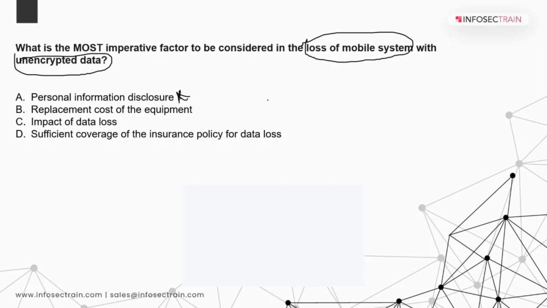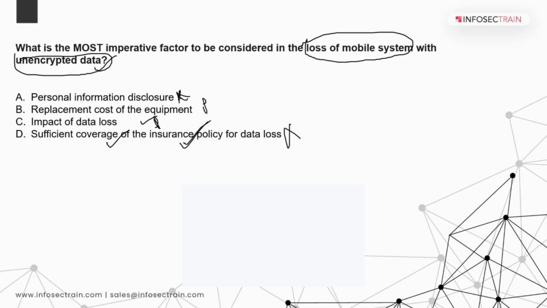Yes, we have to identify that, because we are losing the mobile system, right? So we can park it. Impact of data loss. Yes, because it has encrypted data, so we have to identify what the impact is. Okay, this one also parked. Sufficient coverage of insurance policy. First we will do impact analysis, right? What is the impact? What is the cost of data? After that you can claim insurance. In general life also, if something happens with your vehicle, first we do impact analysis, and after that you claim insurance. So this one also is out.